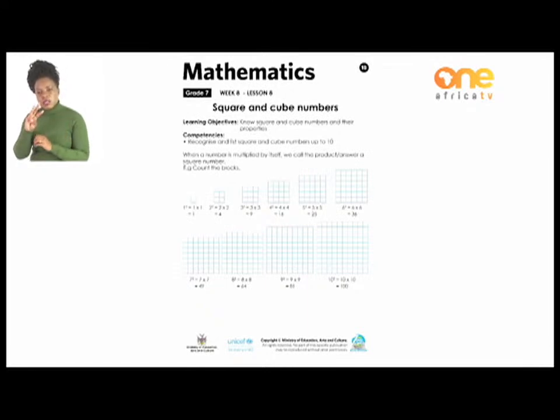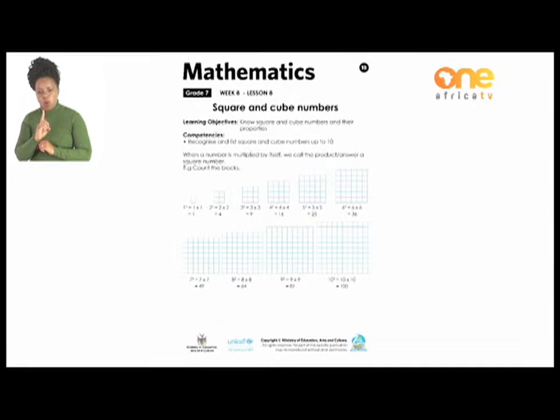The competencies are to recognize and list square and cube numbers up to 10. When a number is multiplied by itself, we call the product, or the answer, a square number. For example, you can count the blocks. The first one is a square, which is just 1, so that is the same as 1 times 1, which gives you the product, or the square number, 1. So 1 is a square number.